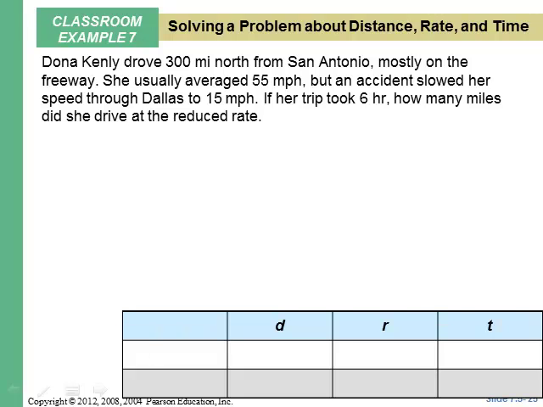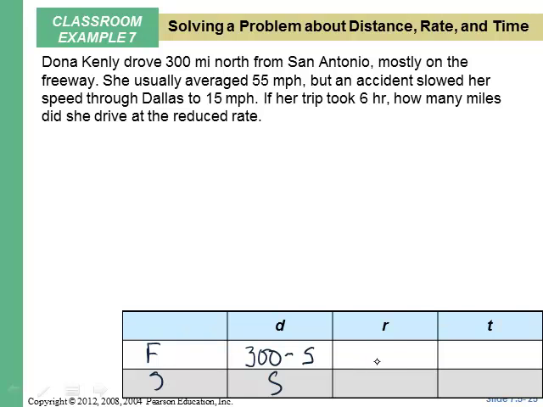Donna Kelly drove 300 miles north from San Antonio, mostly on freeway. She usually averaged 55 miles per hour, but an accident slowed her speed through Dallas to 15 miles per hour. If her trip took 6 hours, how many miles did she drive at the reduced rate? Oh, this is interesting. So fast and slow. We've got distance is a total of 300. So let's call this 300 minus the slow, and this is the slow distance.